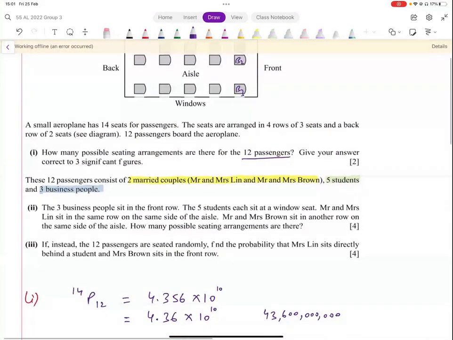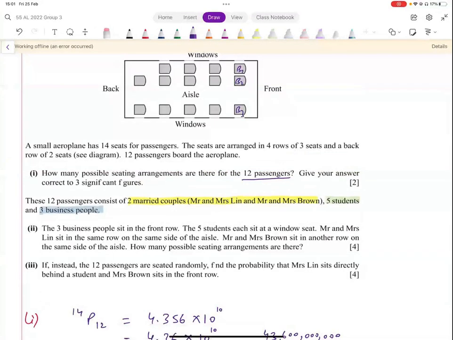Achha. Ab हमारे पास और क्या conditions हैं? The five students have to sit at a window seat. Window seats हमारे पास कितनी हैं? We've got 4 and 3. There are 7 seats left now. In 7 में से 5 के ऊपर आपके students हैं बैठे. ठीक है? 7 में से 5 पे students हैं बैठे.